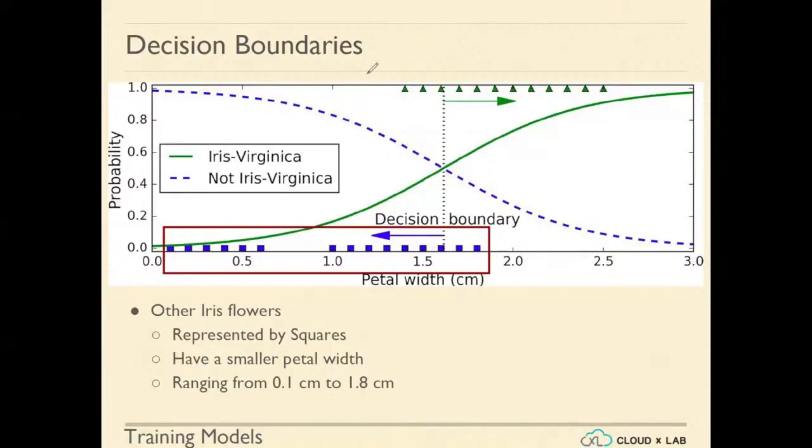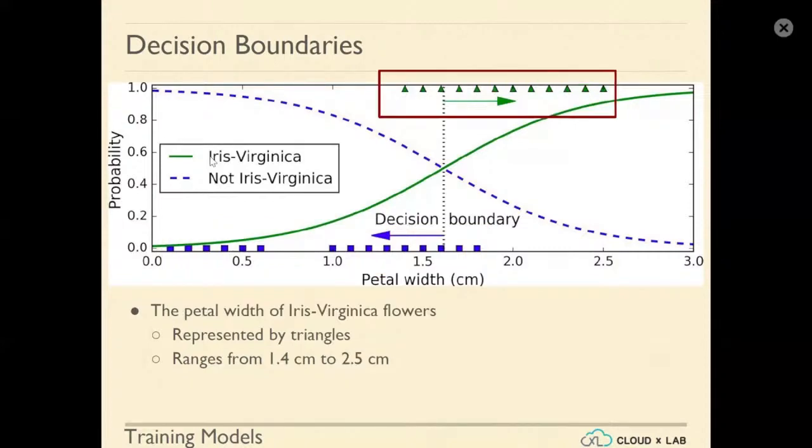So for all these data points, we will predict positive, Virginica class, because here the probability is greater than 0.5, right? So if you see this example, if you calculate this probability value, this probability value is greater than 0.5, right?